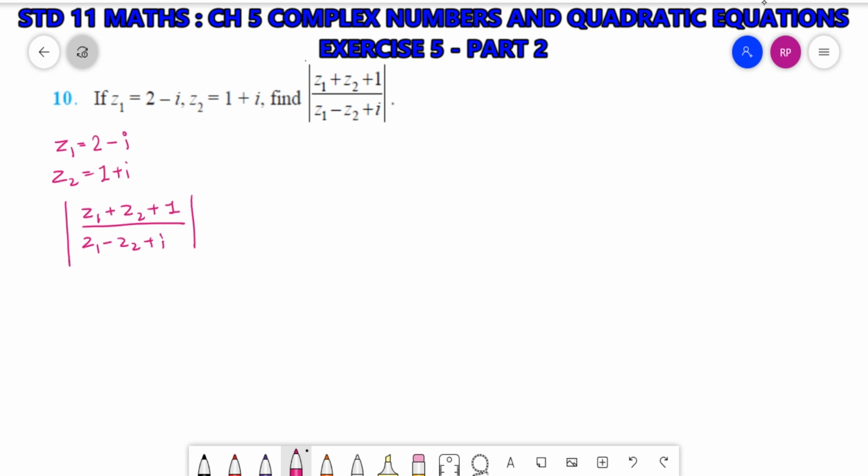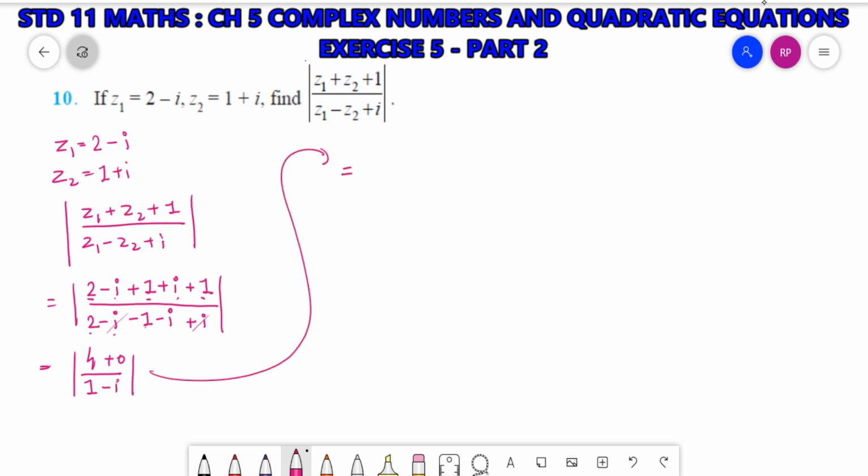Okay, so now let's put down the values. Z1, that is 2 minus i, plus Z2, that is 1 plus i, plus 1, upon Z1, again 2 minus i. Now it's minus Z2, so it will be minus 1 minus i, and plus i. So now 2 plus 1, 3 plus 1, 4. Minus i plus i gets cancelled. Upon 2 minus 1, that will be equal to 1. Minus i plus i gets cancelled, so remaining minus i.